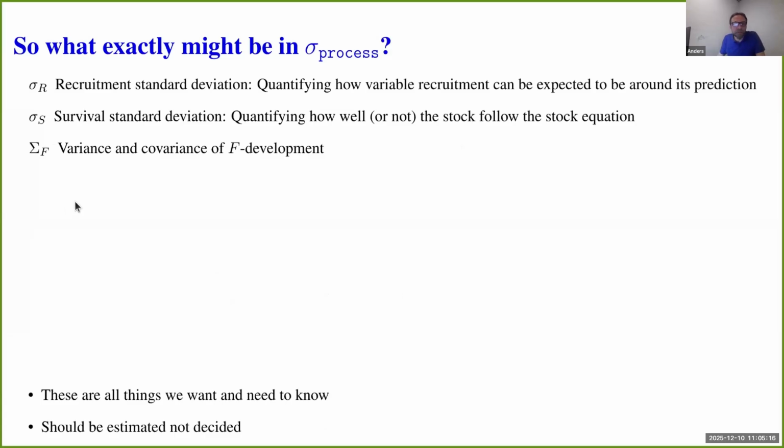Because the things that are in that sigma process, now I'm thinking about sort of the SAM model, but they are sort of similar quantities in that sense. So we have, for instance, the sigma for recruitment. That's the standard deviation for recruitment, and that's quantifying from the historic time series how variable we can expect recruitment to be around however we choose to predict it. So that's really an important thing to have when we do our short-term forecast, which is part of what we need an assessment model for.